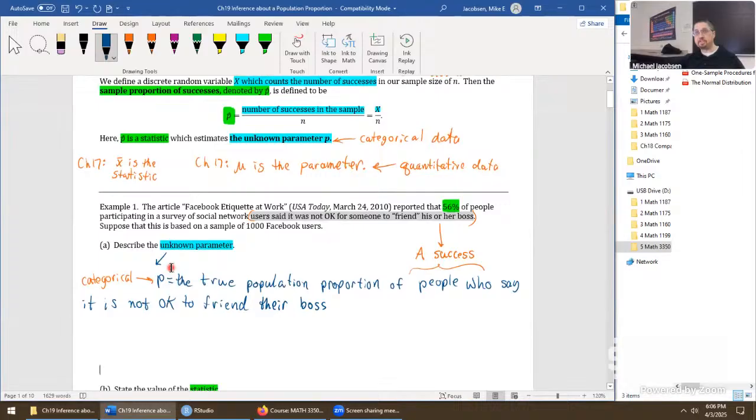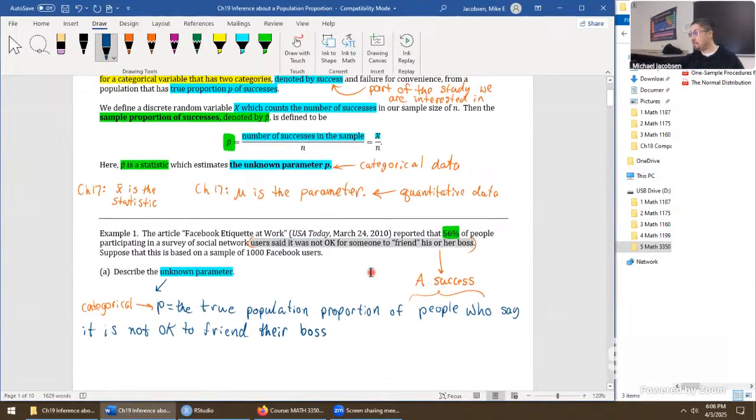We're now saying P is a percentage or a proportion, if you prefer to think of it as a decimal number, of people who say it's not okay to friend their boss. Let me indicate a success this way. It went that far all the way to that spot. But we also have to say what the population is. That's exactly what we did for mu.